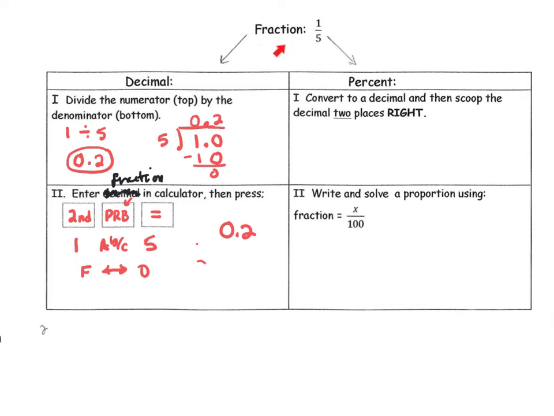Now we're going to start with a fraction, and this time we're going to make it into a percent. So this says to convert it to a decimal, and then scoop the decimal 2 places to the right. So this is what this would look like. We'd start by taking 1 divided by 5, and we would get 0 and 2/10. We just got done doing that. Then we would take the decimal and scoop it 2 places to the right. 1, 2. So the decimal is here, it's no longer here.